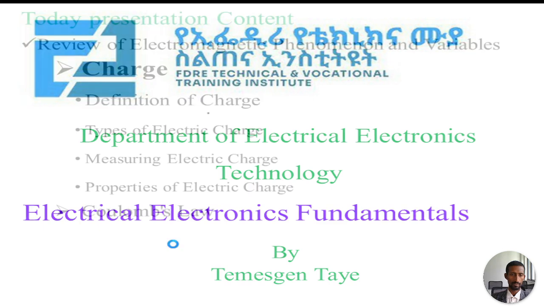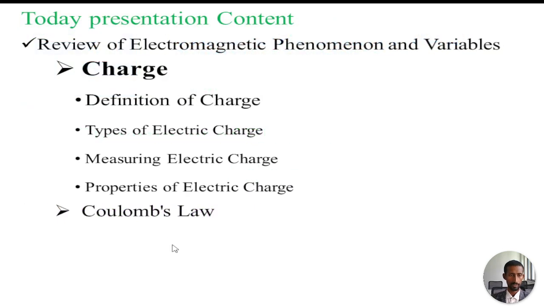In today's class, we will see a review of electromagnetic phenomena and variables, that is, about charge. We will see the definition of charge, types of electric charge, how we can measure electric charge, and the properties of electric charge. Next to this subtopic, we'll see Coulomb's law.